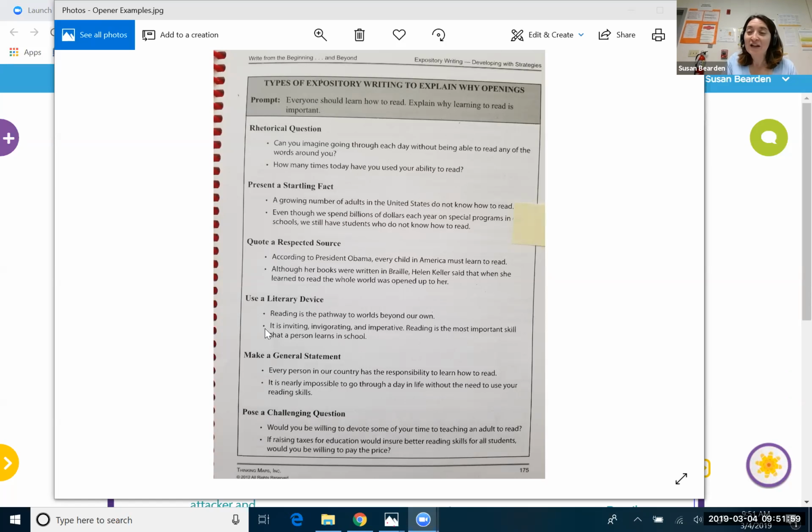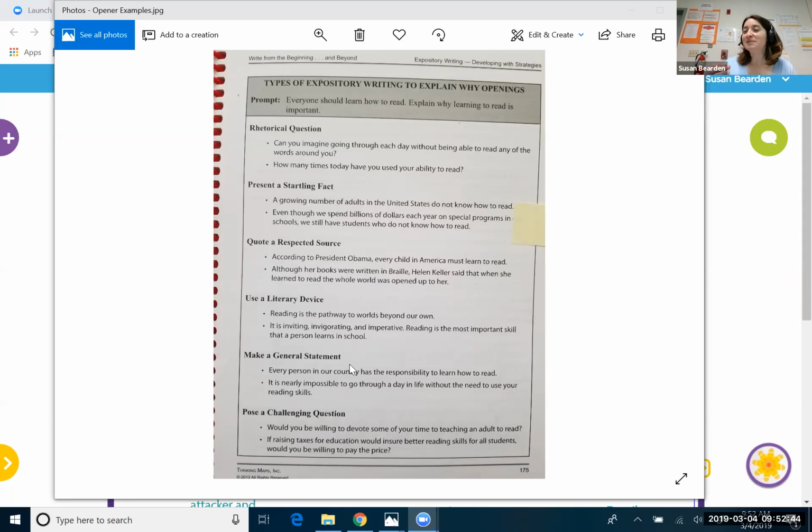It is inviting, invigorating, and imperative. Reading is the most important skill that a person learns in school. This is an example of my favorite literary device, alliteration. Alliteration, for those of us who need a refresher, is when we use words with the same beginning sound over and over. So in this example, we had the words inviting, invigorating, and imperative. Those words all start with I, right? So that's an example of alliteration. Excellent. So we could use a literary device to help us start out our essays. Beautiful.